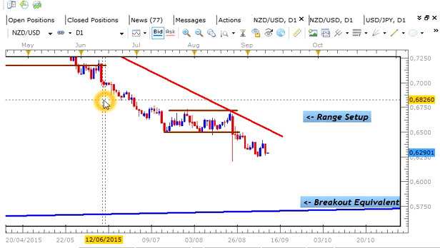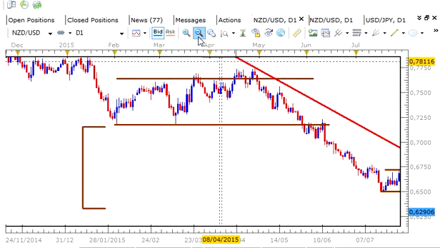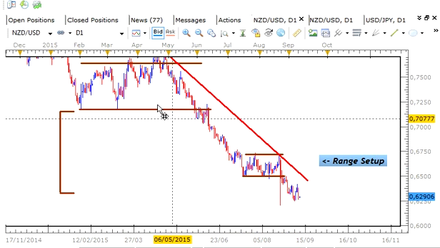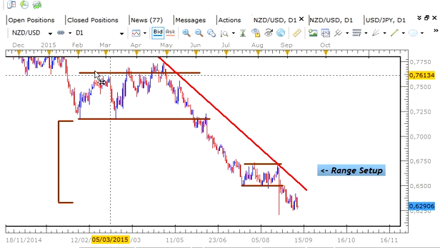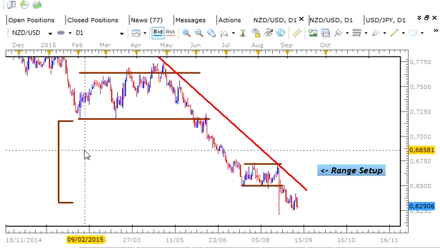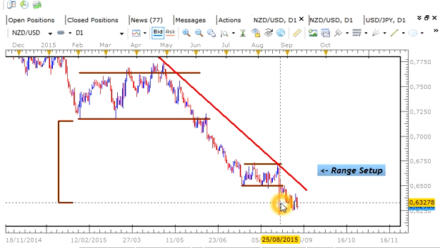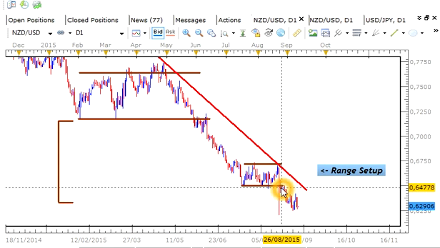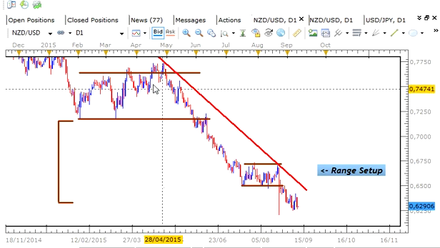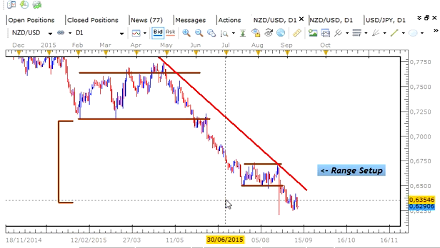Now, after spending a few hours looking back at this trade, I realized that there was something that could explain this situation here. This range setup looks as if it's an explanation for the sideways movement taking place. It would appear as if the breakout equivalent of this range setup, which coincides with this area, was hit by this spike. Now, in setting up for this trade, I had identified this range setup as well as the breakout equivalent.